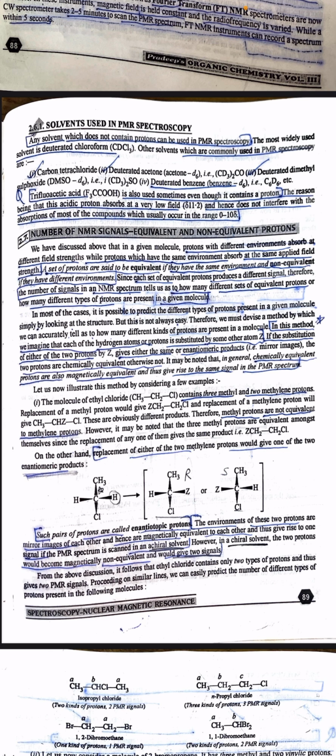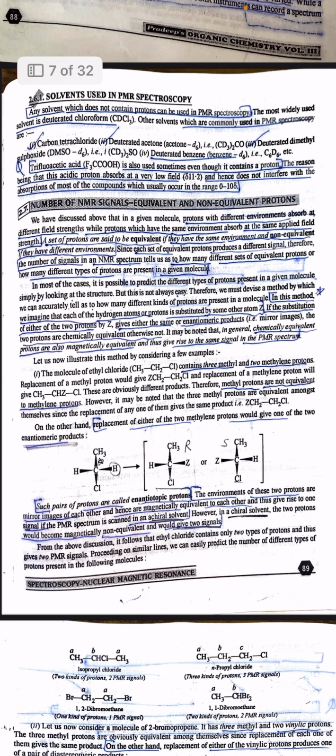Trifluoroacetic acid is also used sometimes, even though it contains a proton. The reason is that the acidic proton absorbs at a very low field and hence does not interfere with the absorption of the most common compounds, which are commonly observed in the range of 0 to 10 delta.